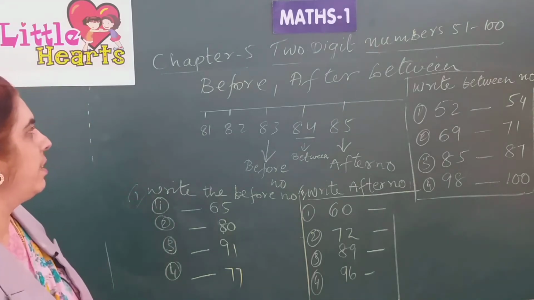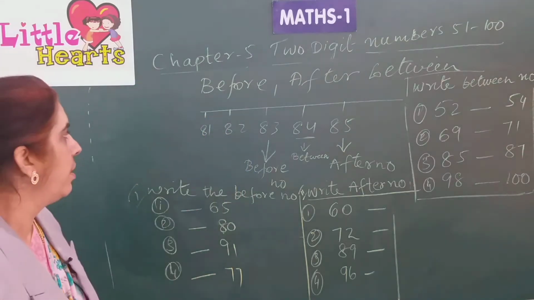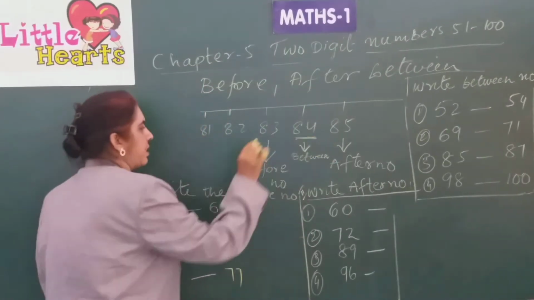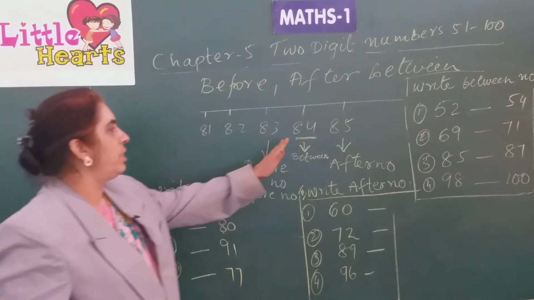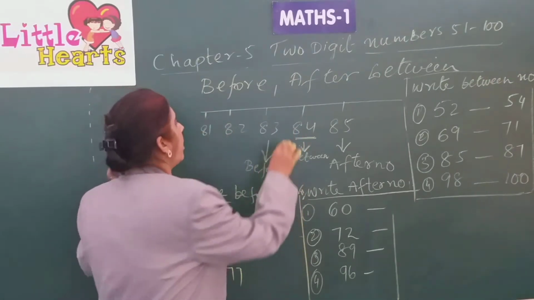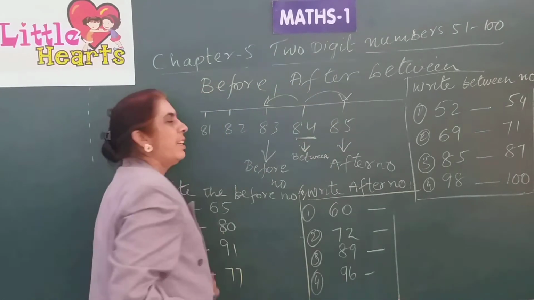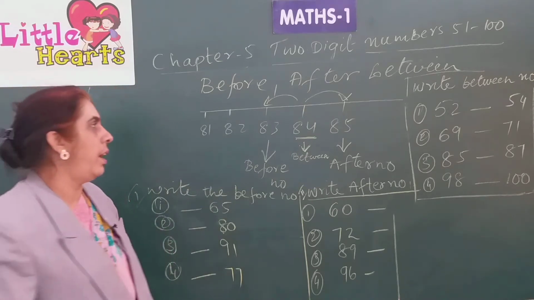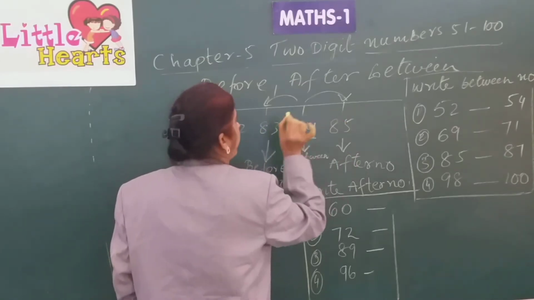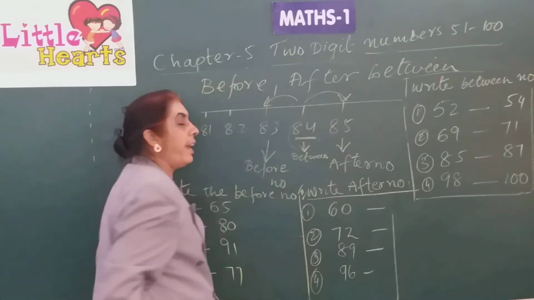Here we are to learn how to write before, after and between numbers. See here, take the number 84. The number which is left to the given number 84 is the before number, and the number which is right to the given number 84 is considered as the after number, and this number is the between number to the before number and after number. So the number that comes between 83 and 85 is 84.